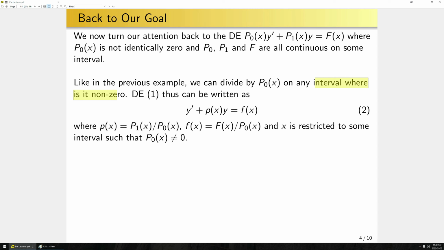Okay, so now my goal originally is to solve this thing, but since I can always do this process here by restricting to an interval where I even have an ODE, right? Because if p naught of x is equal to 0, the ODE isn't an ODE any longer, right?